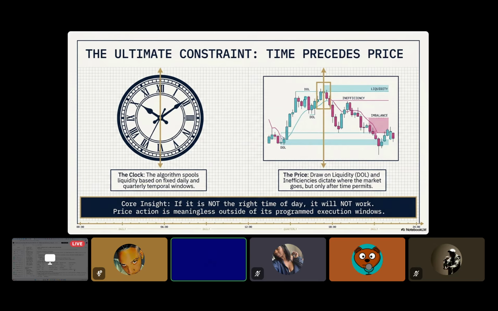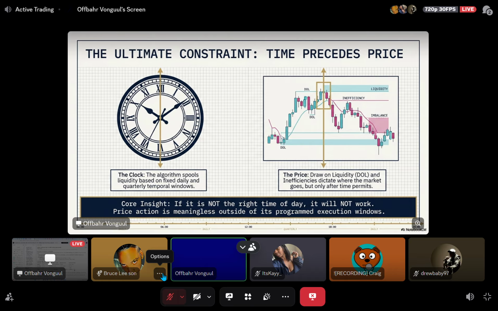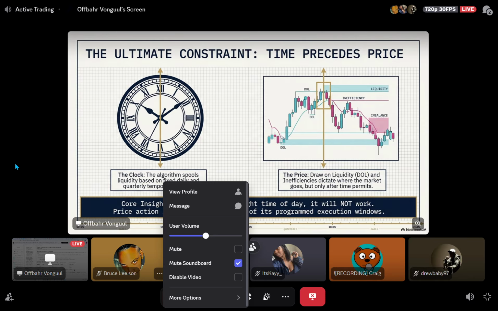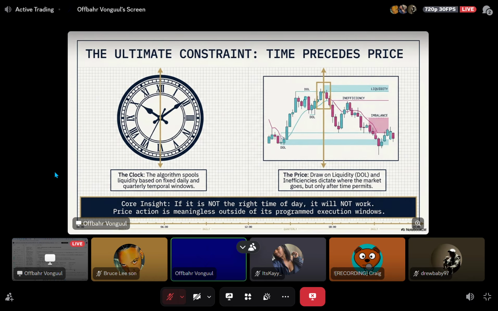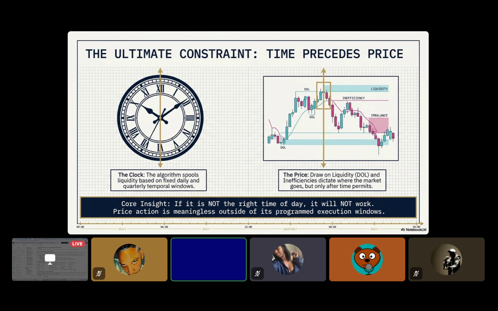The clock here: the algorithm spools liquidity based on fixed daily and quarterly temporal windows. Understand that. Price is drawn to liquidity. The DOL and inefficiencies dictate where the market goes, but only after time permits.